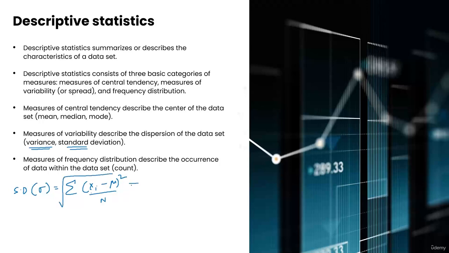Now, trust me, do not get a panic attack by seeing this formula. This formula will be explained in depth in some of our future videos. The internal part of it without the square root is nothing but your variance. Again, theoretically and practically, we will have separate classes for that. And the next part is measures of frequency distribution, which describe the occurrence of data within the data set, which is called count. Now, this is a high level idea about descriptive statistics.